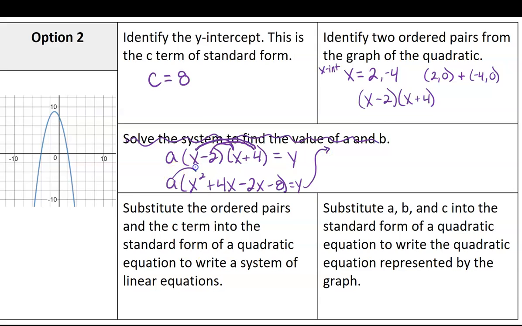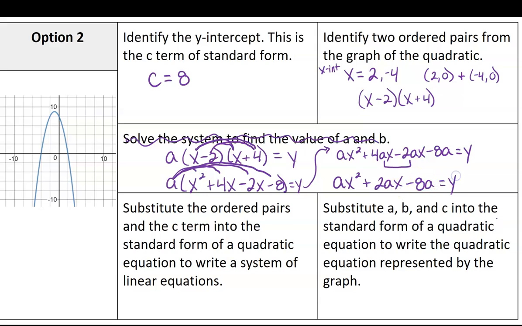So then we'll distribute the a. A times x squared is ax squared. A times 4x is equal to 4ax. And then a times -2x. Oh, we didn't combine like terms, so we can do that next. That'll be a negative 2ax. And a times negative 8 is a negative 8a, still equal to y. Combine like terms, I should have done that first. So we have ax squared plus 2ax minus 8a equals y.